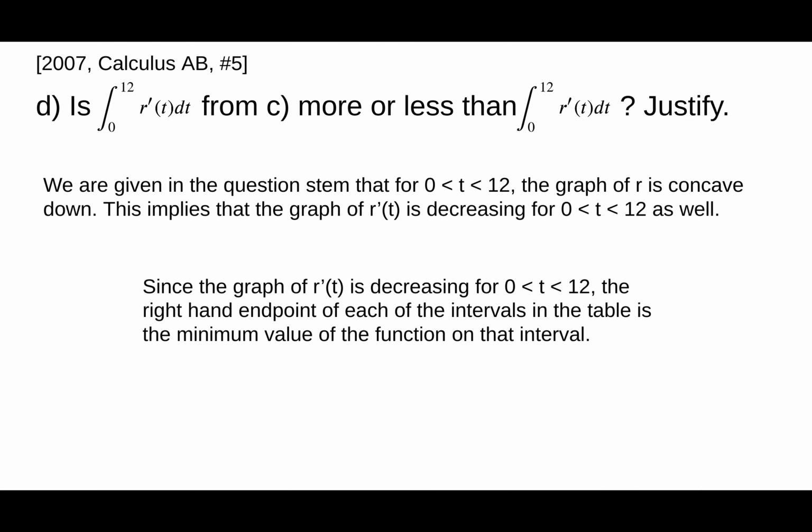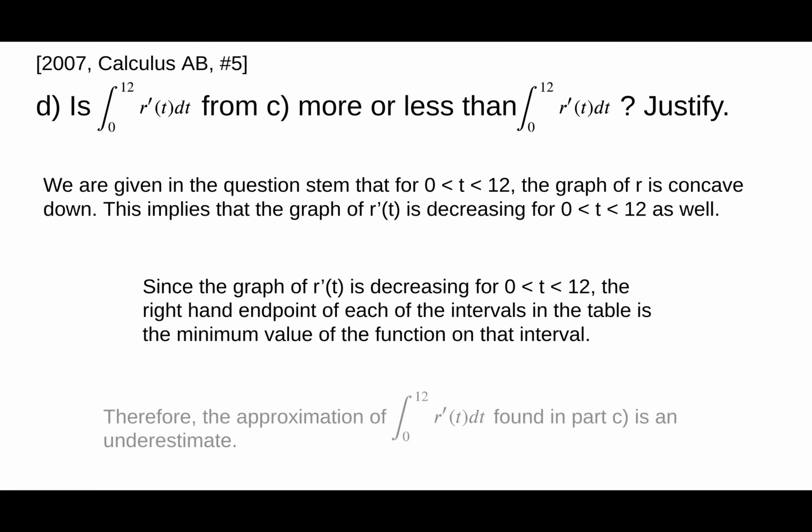All right, if our estimate for the integral from 0 to 12 of r prime of t dt was based on all the minimum values in the interval, then our estimate is as small as possible. So the actual value of that definite integral should be more than our estimate. So from the perspective of our estimate, it should be less than the actual definite integral. All right, so our estimate would be an underestimate.